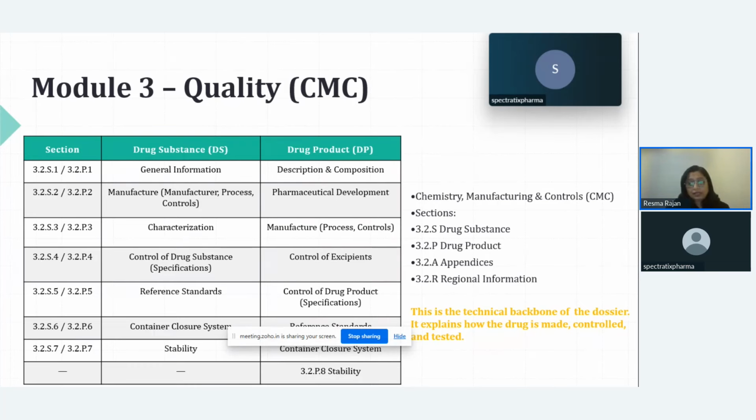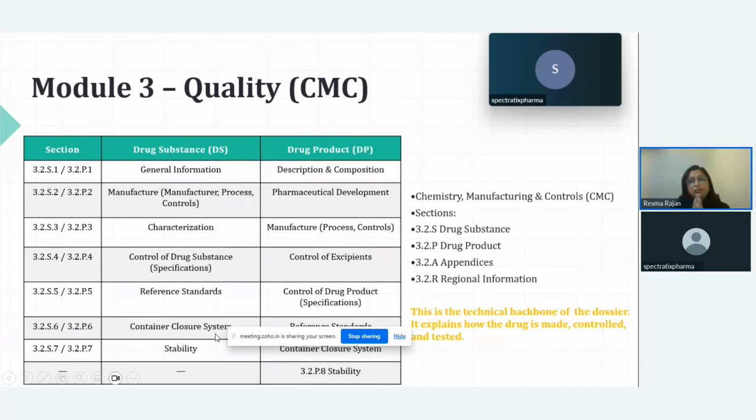So you will dilute, and in-house standards you will prepare. How you have prepared those in-house standards, all these details you will be mentioning in the reference standards section. Then comes the container closure system.